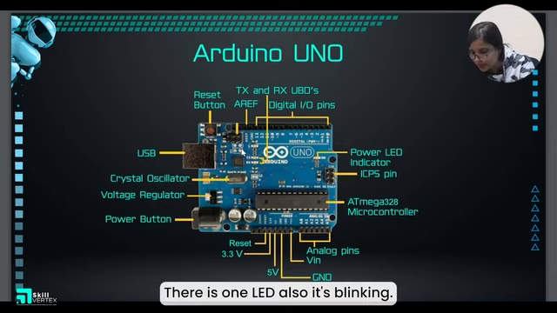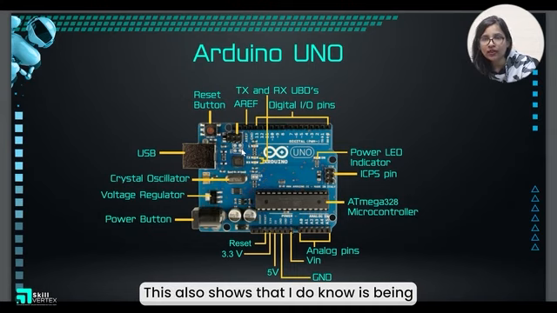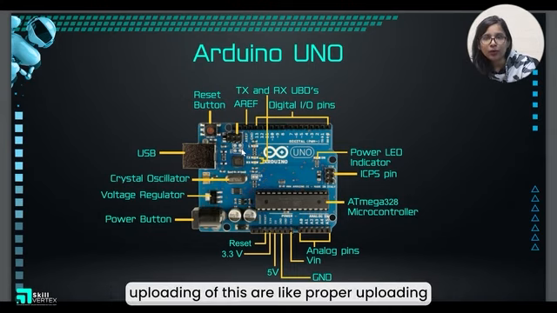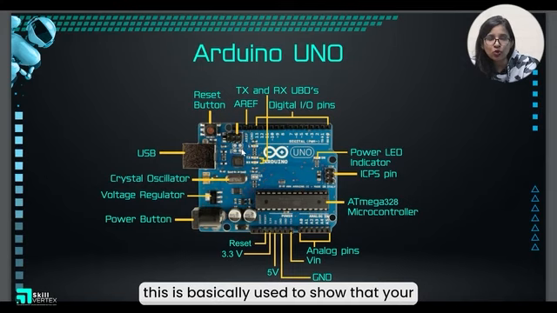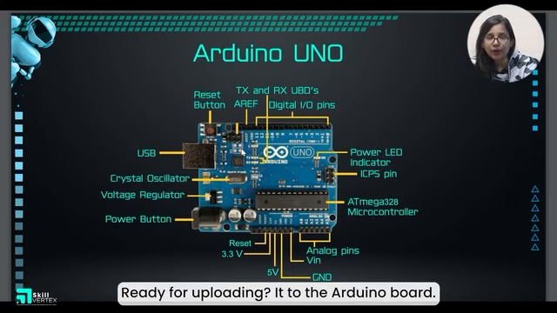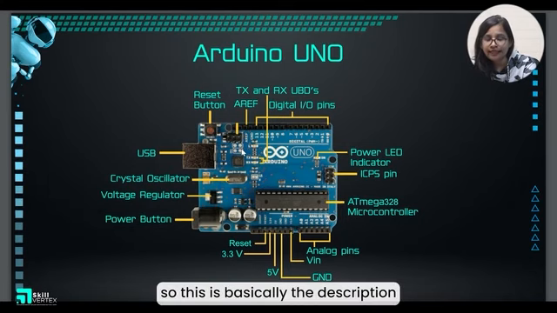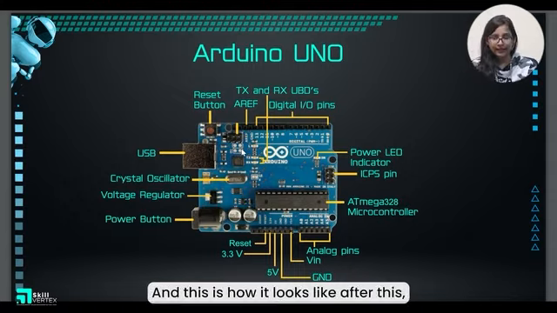There is one LED also, blinking here, that is a red color LED. This shows that the Arduino is connected with the Arduino IDE software and that the uploading is happening. It is basically used to show that the code is ready for uploading to the Arduino board. So this is basically the description of the Arduino Uno board, and this is how it looks.